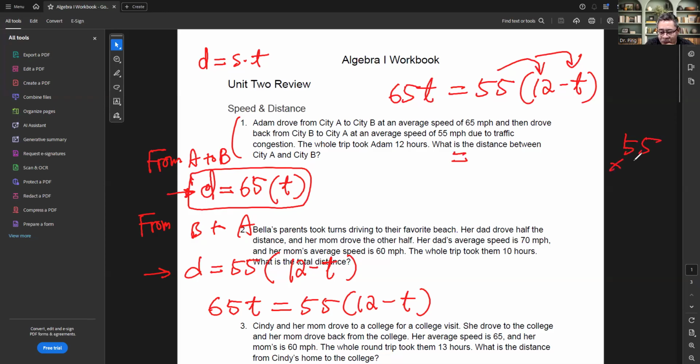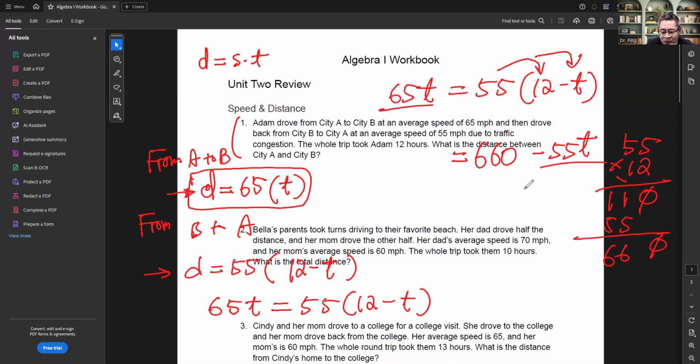55 times 12, that's 110, then 5, so we got 0, 6, 6. So 660, then minus 55t. And then we have to combine the like terms. We got those two, so we add 55t and plus 55t.